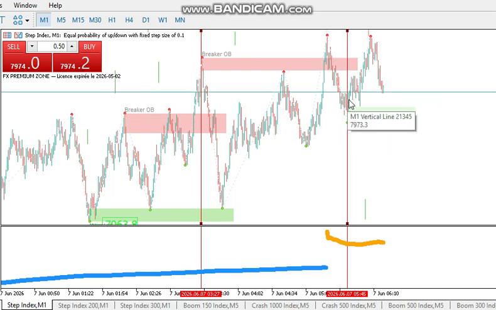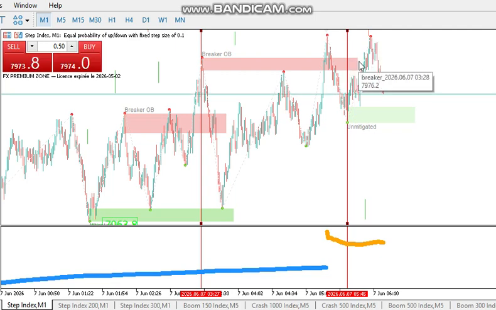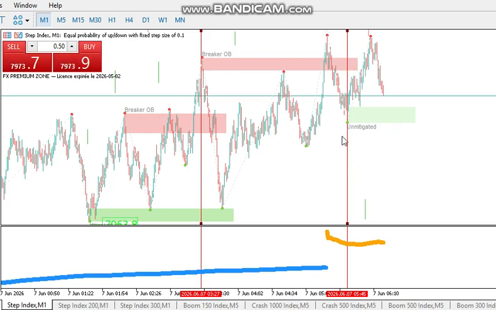So it moved from this particular mitigated level. Once it appears, just enter your trade, and it's going to go above this breaker OB. It's going to grow above this breaker OB, guys. So that is the first confirmation.